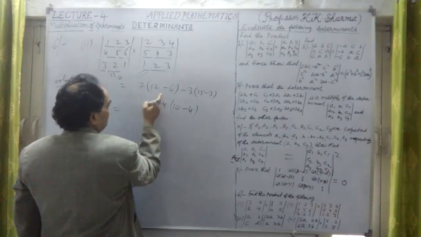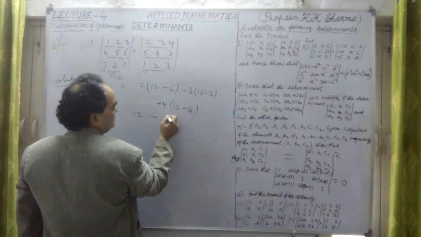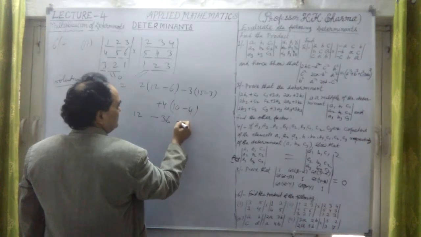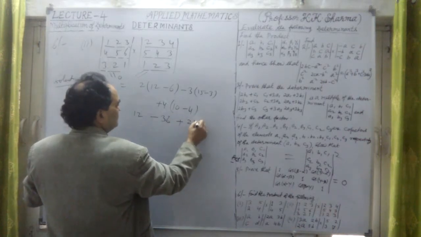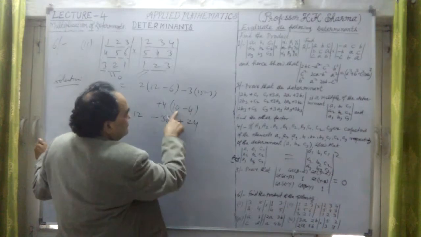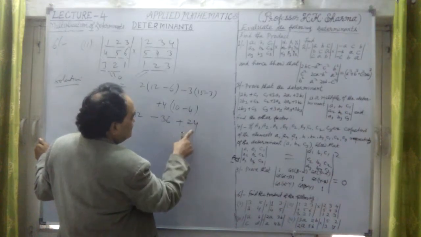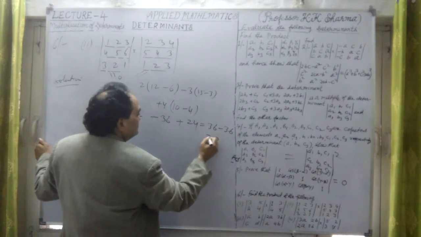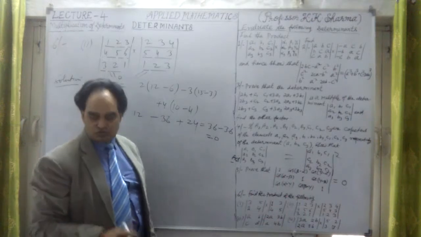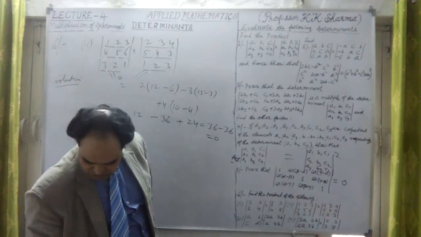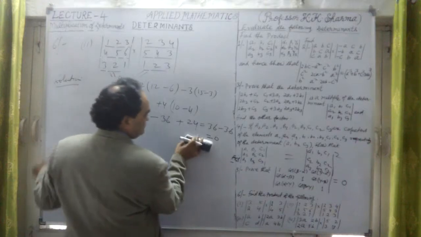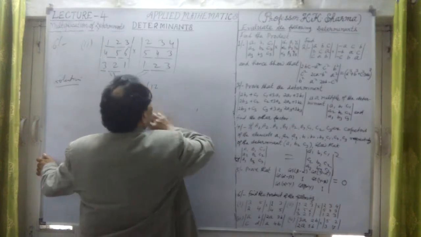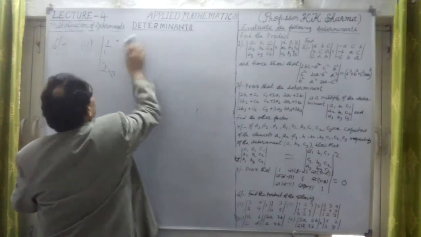12 minus 6 is 6. Positive 6 to the 12. 12 minus 3 into 15 minus 3 is 12, 12 into 3 is 36, and plus this is 6 into 4, 24. Now 10 minus 4 is 6, 6 into 4 is 24, 24 is 36 minus 36, 0. Both are coming 0. The same result is obtained from direct multiplication or by following the rule of multiplication of determinants.